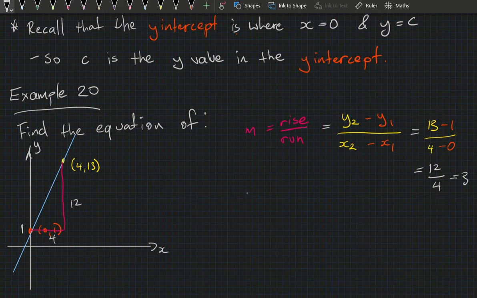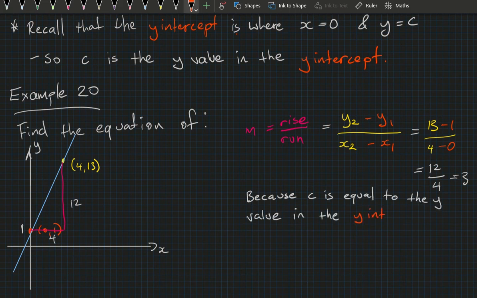which I can mark in here as 12 and 4, and we can simplify 12 over 4 as equal to 3. Finally, we need to find c, but because c is always equal to the y value in the y-intercept, then c has to equal 1. Therefore, the equation is y = 3x + 1, with 3 being the gradient and 1 being c.